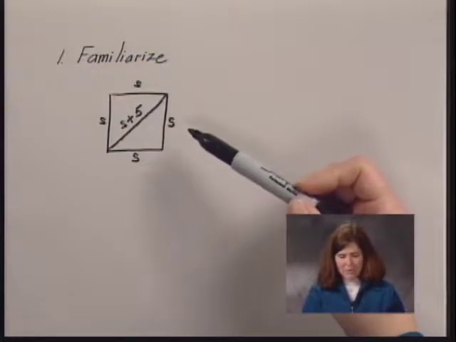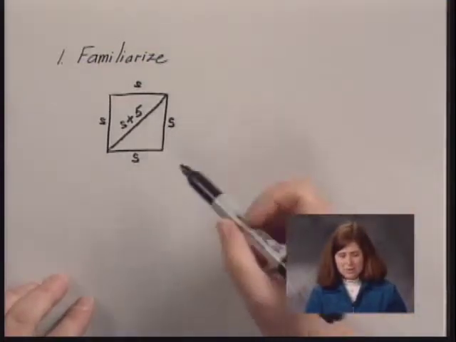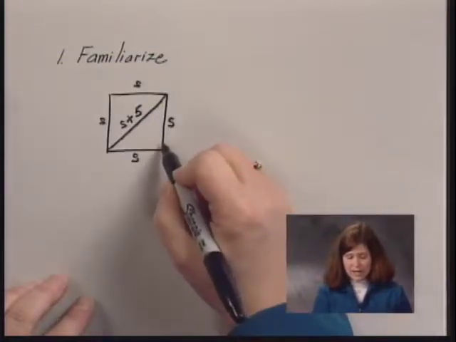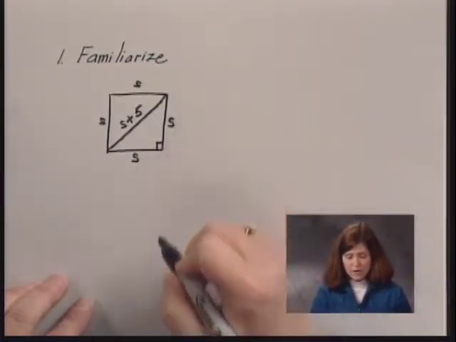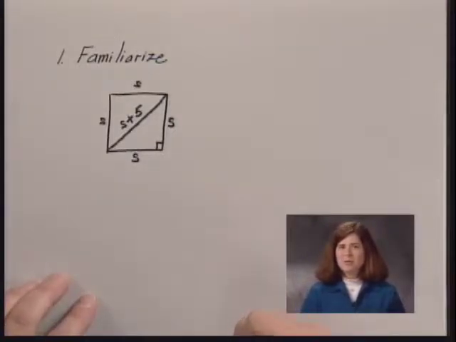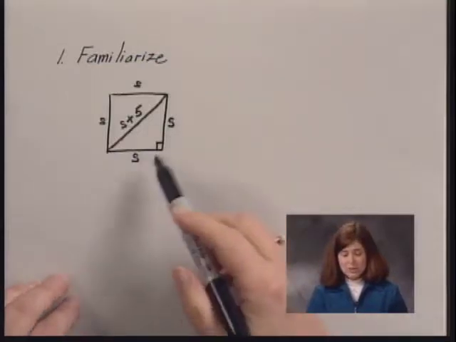Well, we have a square, but inside the square we have a couple of triangles. Since a square has right angles, we also have right triangles. And whenever you see a right triangle, one of the first things that should pop into your mind is the Pythagorean theorem. And that's what we're going to use to solve this.